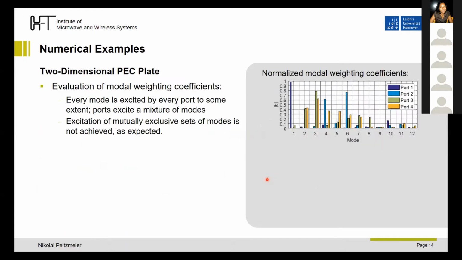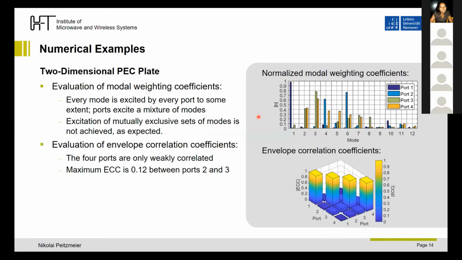We can now analyze this port configuration by means of the modal weighting coefficients, which is shown here. And we see some sort of mixture of modes is excited by the ports. Especially, every port excites every mode to some extent, which was predicted by the theory. Otherwise, it is quite difficult to tell what's happening here. So let's go on directly to the envelope correlation coefficients, which show that indeed our 4 antenna ports are only weakly correlated, as desired.